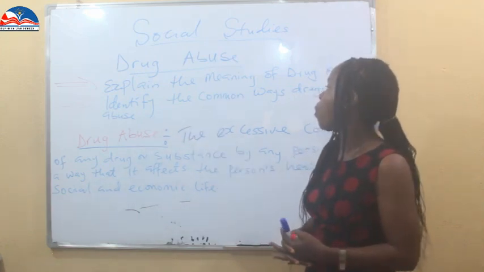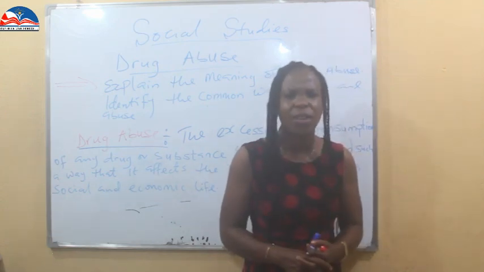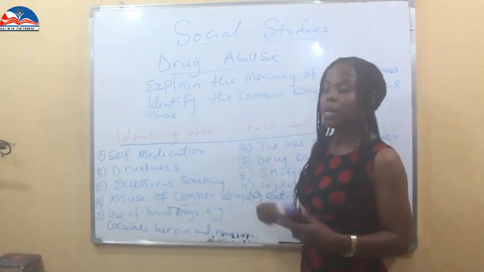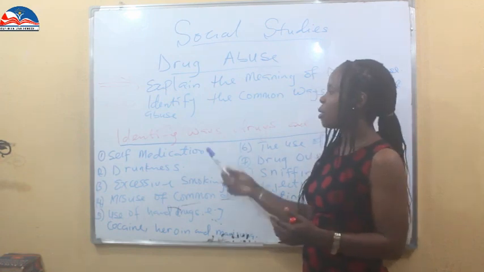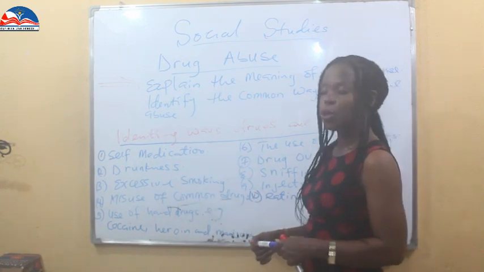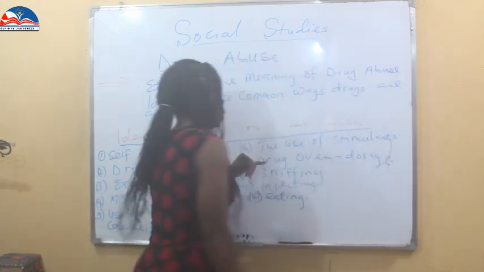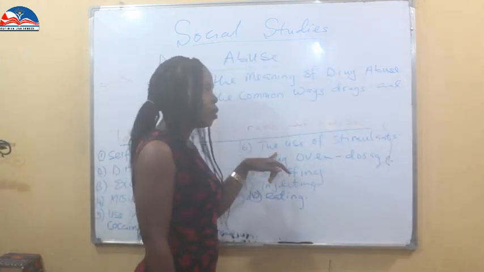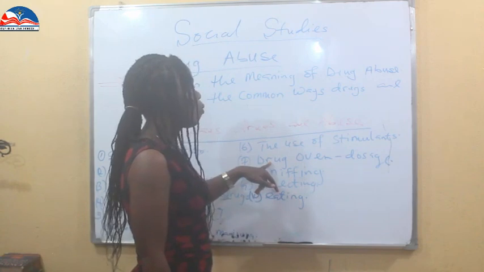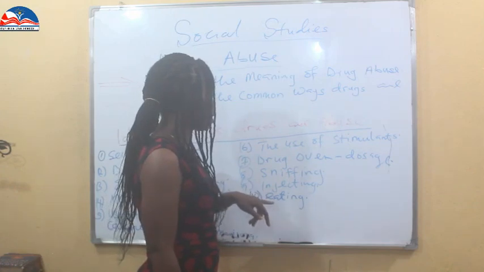Now let us identify the common ways drugs are abused in our environment, in our society, in our schools, everywhere we find ourselves. How is this done? Let's see our second objective. We are going to see ways drugs are abused. Ten ways we are going to talk about. First, self-medication, drunkenness, excessive smoking, misuse of common drugs, use of hard drugs like cocaine, heroin, marijuana, the use of stimulants. Under the use of stimulants, we are going to talk about natural stimulants and artificial stimulants, then drug overdosage, sniffing or snuffing, injecting, and then eating.